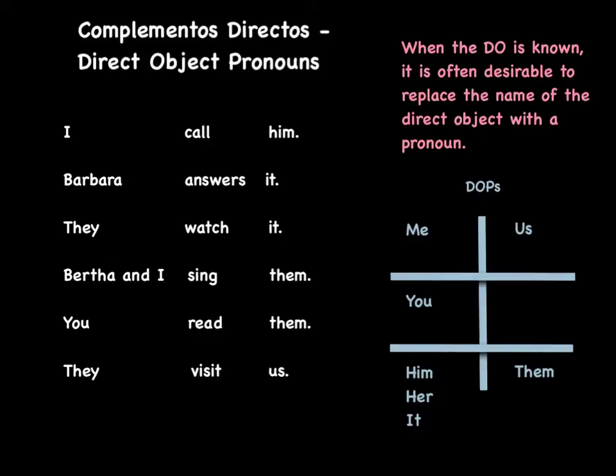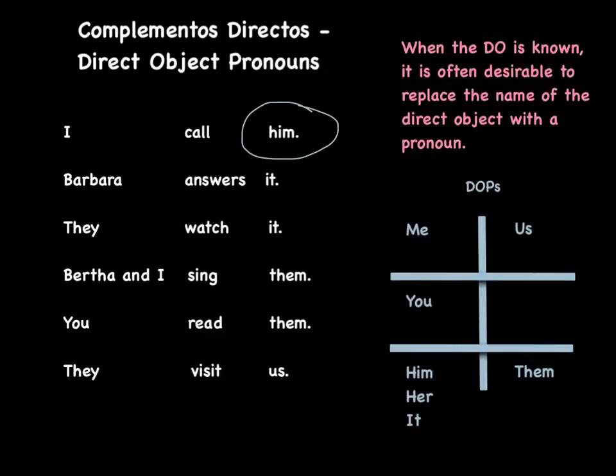So you might be thinking, well, what's the point anyway? Why do we even have these things called direct object pronouns? Well, the whole idea is that when the direct object is known, it's often desirable to replace the name of the direct object with a pronoun. So instead of saying Juan over and over and over again, we can replace Juan with the word him. This helps us get rid of some repetitiveness, shortens our sentence, and allows us to talk about things that are known a lot more quickly.